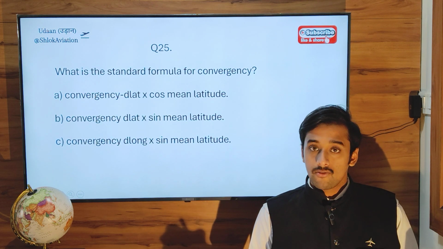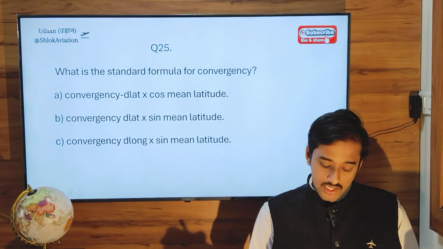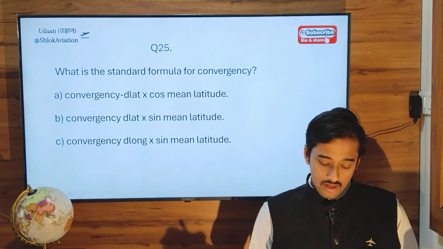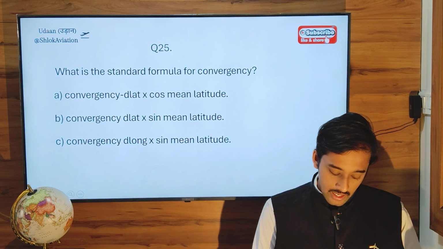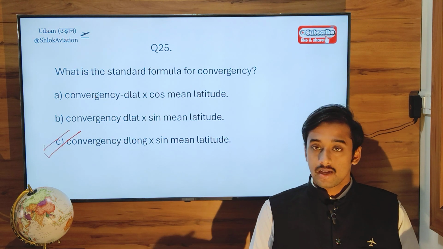What is the formula for convergency? Convergency equals d long into sine of mean latitude. So the correct option will be option Charlie.